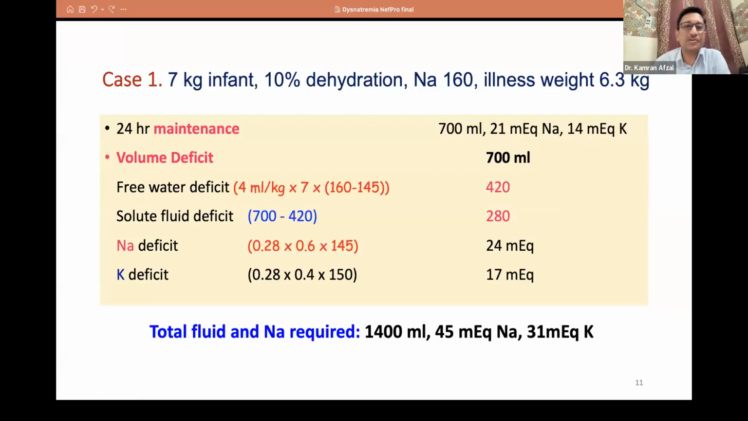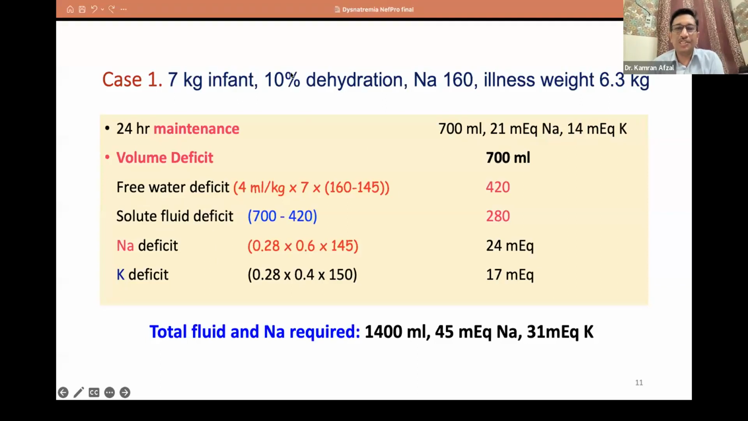Now, taking this case with a 7 kg infant with a 10% dehydration and a sodium value of 160, his illness weight is 6.3 kg. That means the 24-hour maintenance for this patient would be 100 ml per kg. So you get 700 ml. You add 3 milliequivalents per kg of sodium, and you add 2 milliequivalents per kg of potassium.